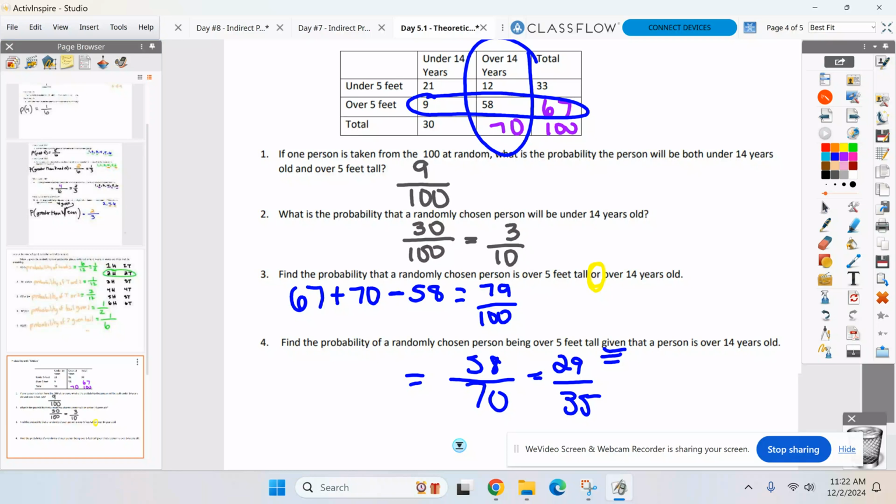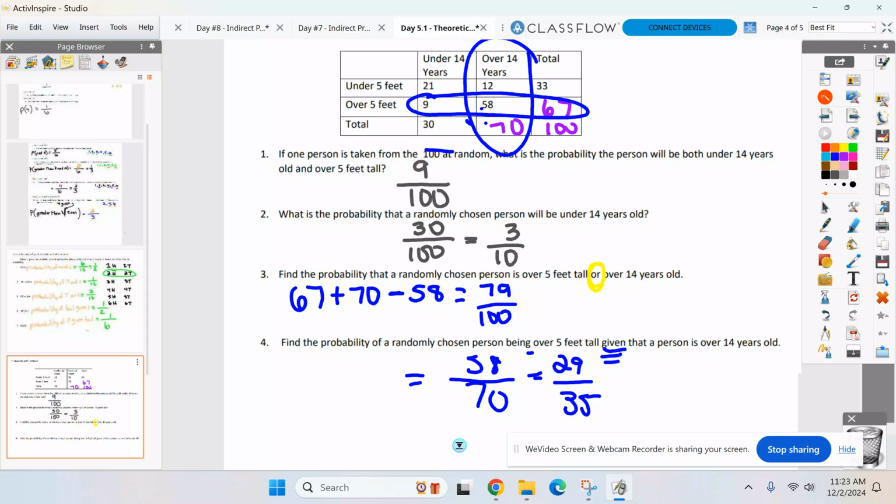Ask here. Anything. Go ahead, Leah. I'm just a bit confused as to why it was 58, not 67. Okay, because we're looking for, out of these 70 people right here, out of these 70, how many are over 5 feet? 58. Okay, so it's just out of these 70, not going this way. Okay. There's also over 14. Questions?